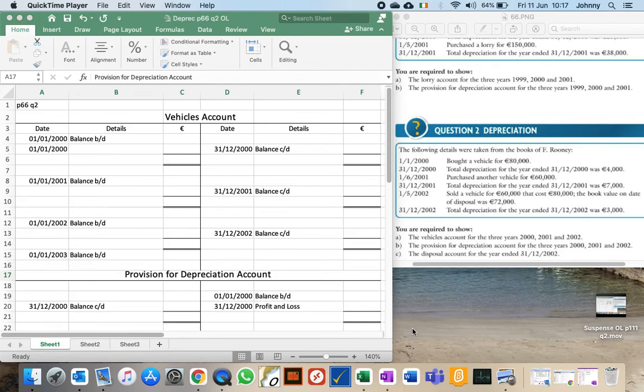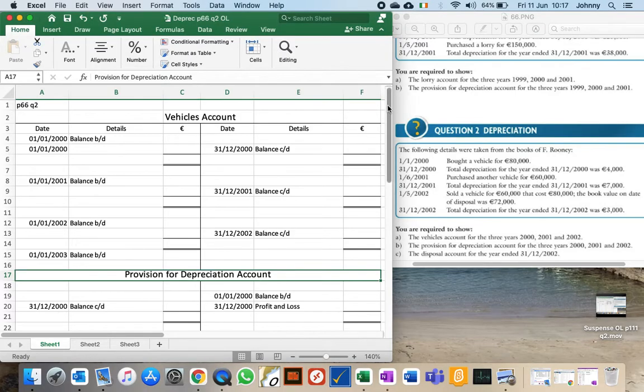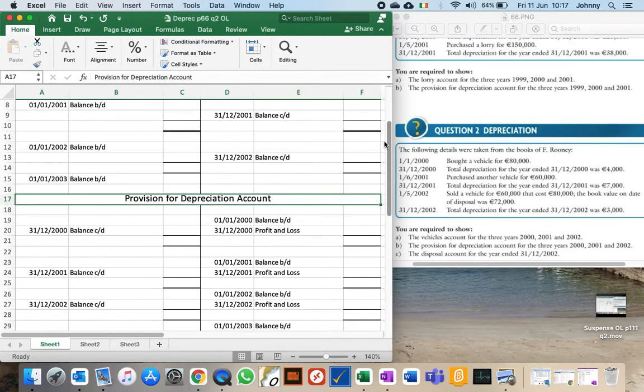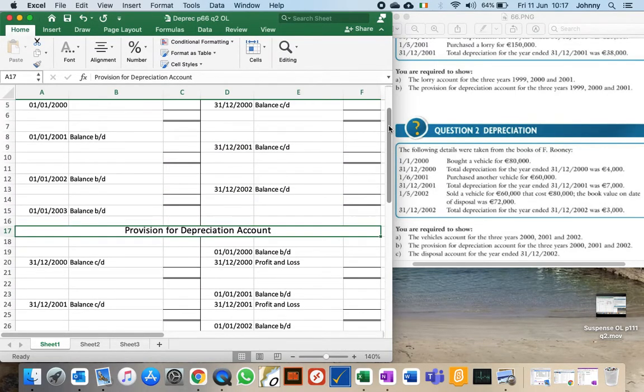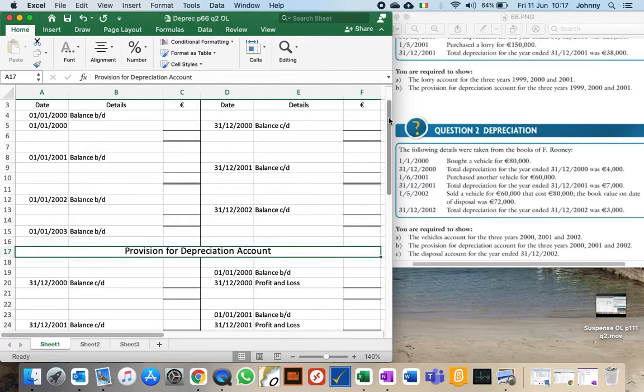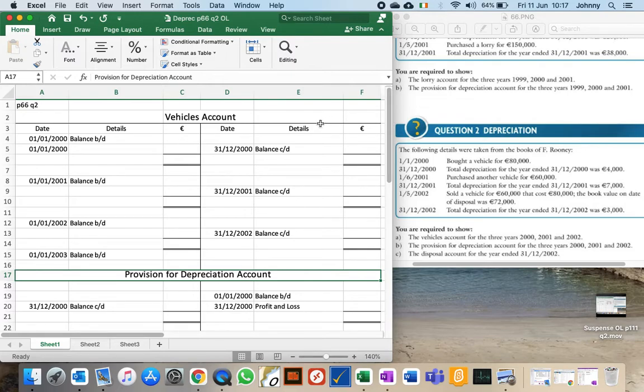Depreciation question. So we have three accounts that we're dealing with here: a vehicles account, provision for depreciation, and disposal. The vehicles account should have the original cost of any vehicles that I bought or sold. If I get a new vehicle, it'll be on the debit side. If I sell a vehicle, the original cost of it will be on the credit side to get rid of it.